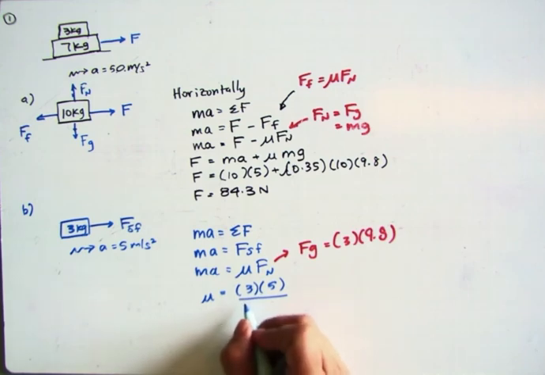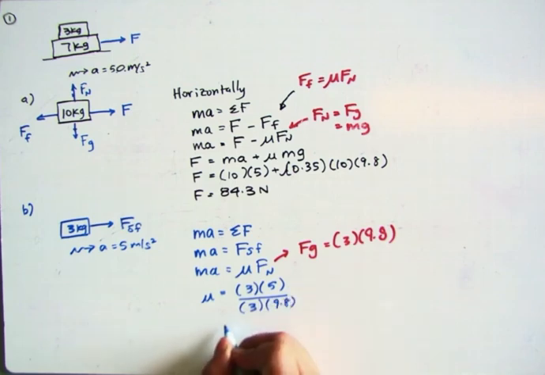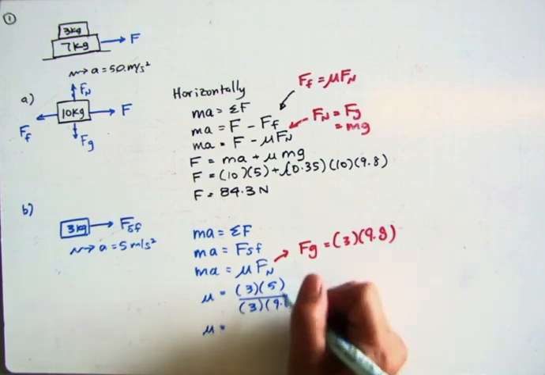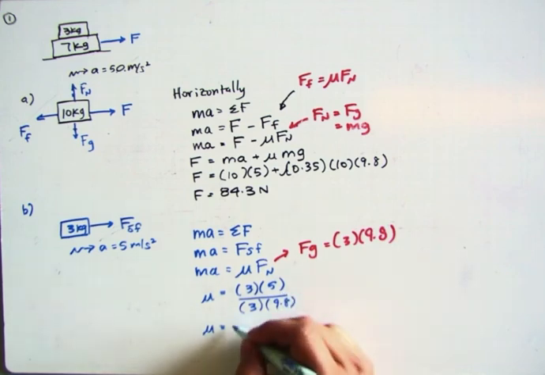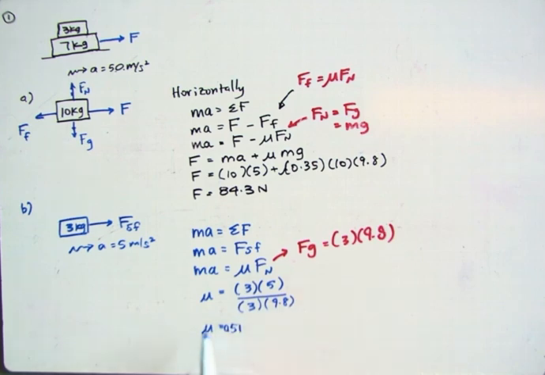So really we're doing MA divided by mg, which is 3 times 5 divided by 3 times 9.8. So our answer mu is going to equal, basically, 5 divided by 9.8, and the answer is 0.51. No units because mu is unitless. So that's the answer to our question.